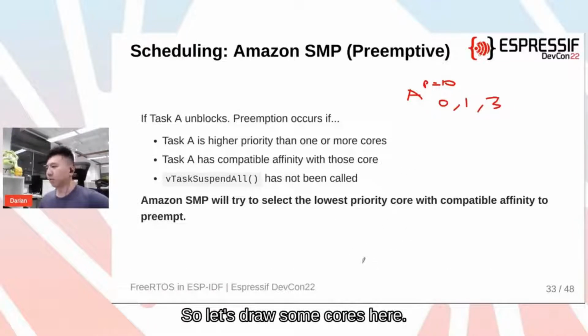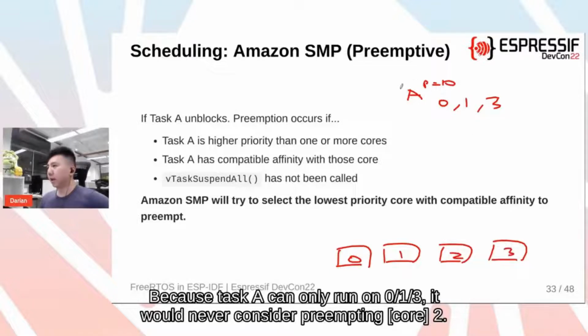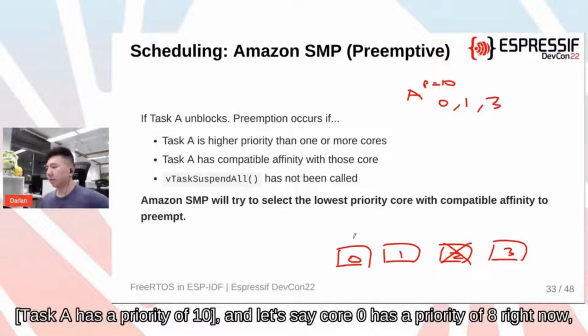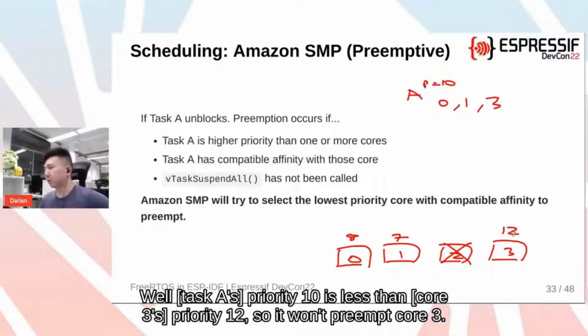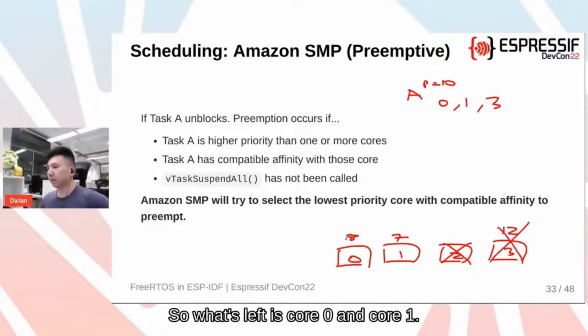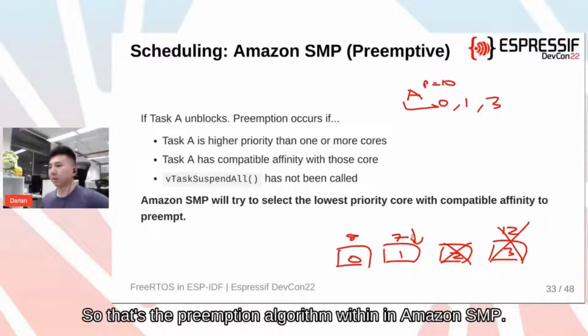So let's draw some cores here. Let's say 0, 1, 2, and 3. Because task A can only run on 0, 1, and 3, it would never consider preempting core 2. And let's say it has a priority of 10, and let's say core 0 has a priority of 8 right now, core 1 is 7, and core 3 has 12. Well, priority 10 is less than 12, so it won't preempt core 3. So what's left is core 0 and core 1. Since core 1 has the lowest priority, task A ends up preempting core 1. So that's the preemption algorithm in Amazon SMP.